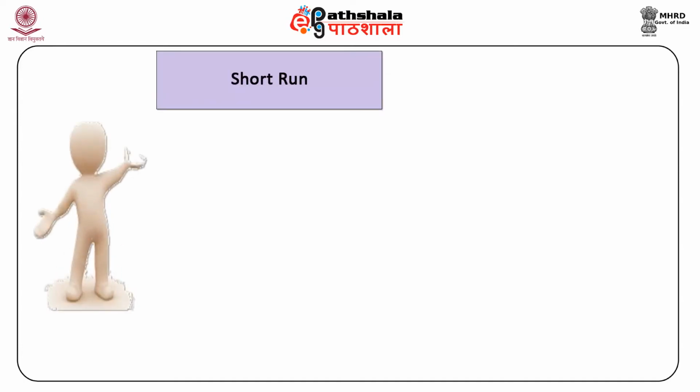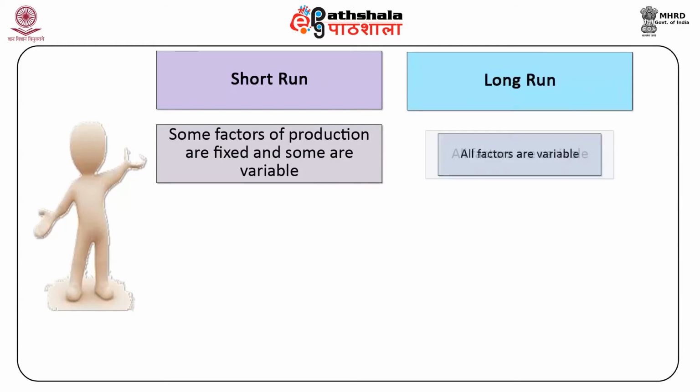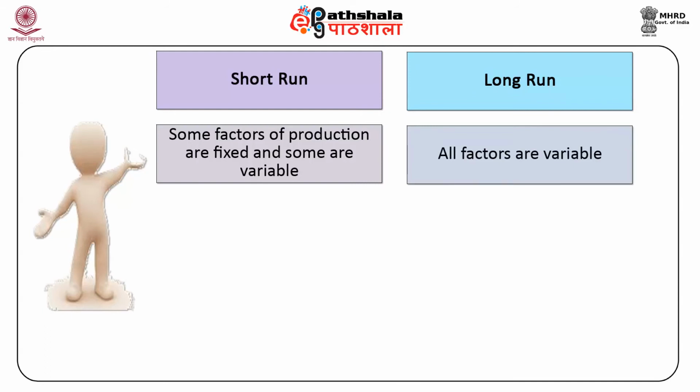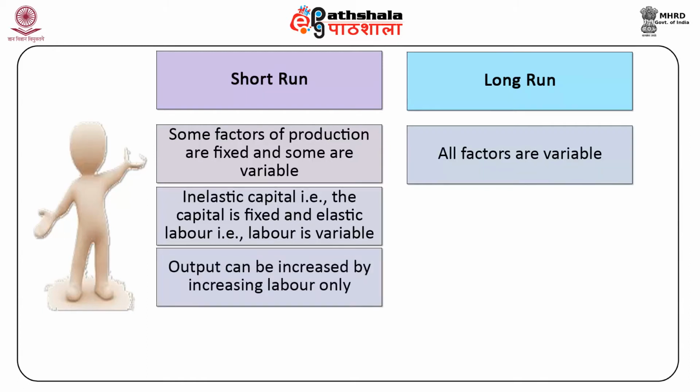In the short run, some factors of production are fixed and some are variable, whereas in the long run, all factors are variable. Thus, a short run production function has inelastic capital, that is, the capital is fixed in the short run, and elastic labor, that is, labor is variable. In other words, output can be increased by increasing labor only because capital is fixed.